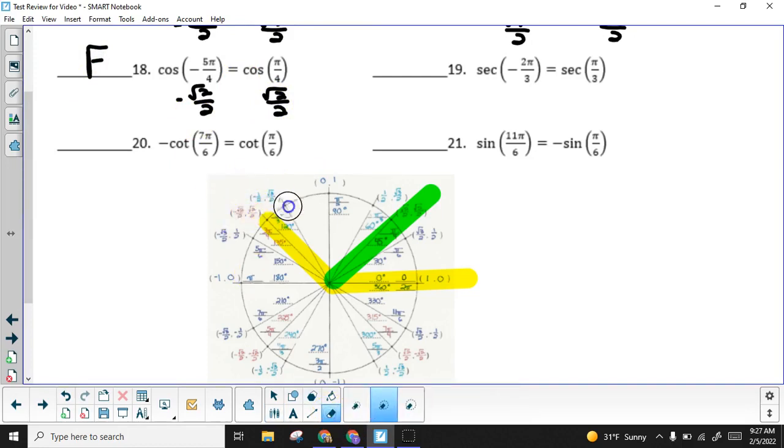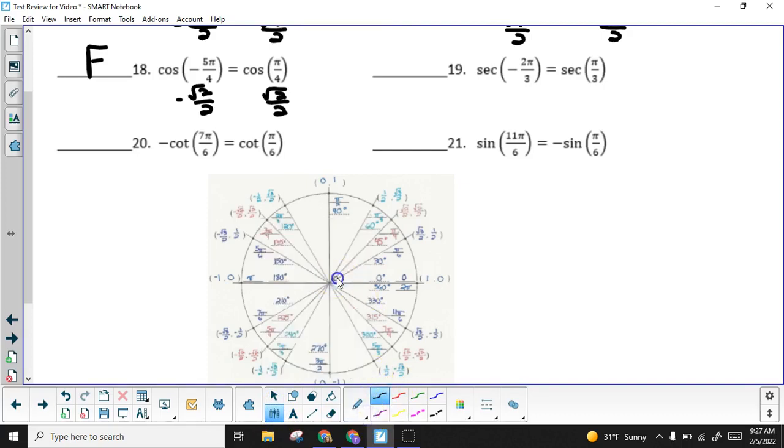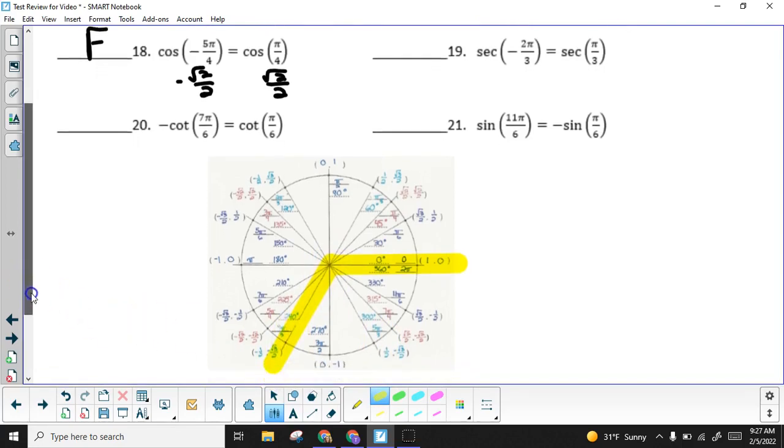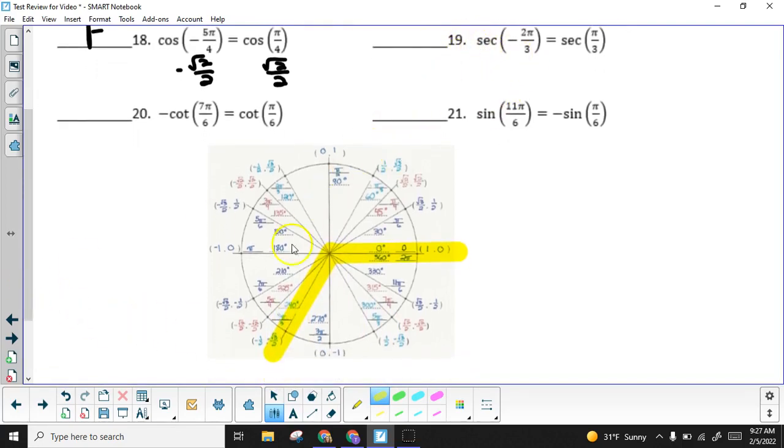Number 19 is asking us about the secant of negative 2 pi over 3 and the secant of pi over 3. So secant is the reciprocal of our x coordinate. Let's find where these angles are first of all. Negative 2 pi over 3, we'll move clockwise. Negative 2 pi over 3 is coterminal with 4 pi over 3. The secant is 1 over our x value, or the reciprocal of our x value. Since our x value is negative 1/2, then the reciprocal of that is negative 2.